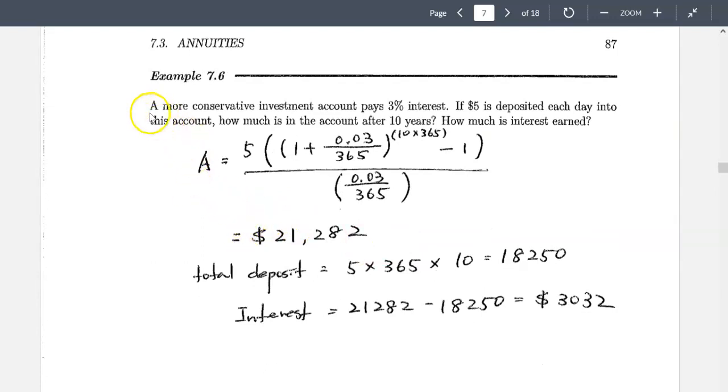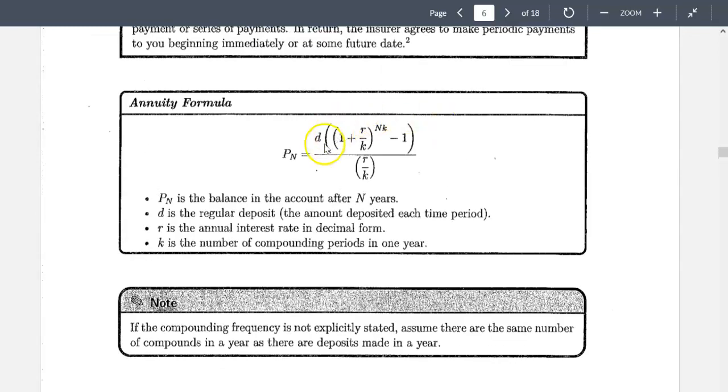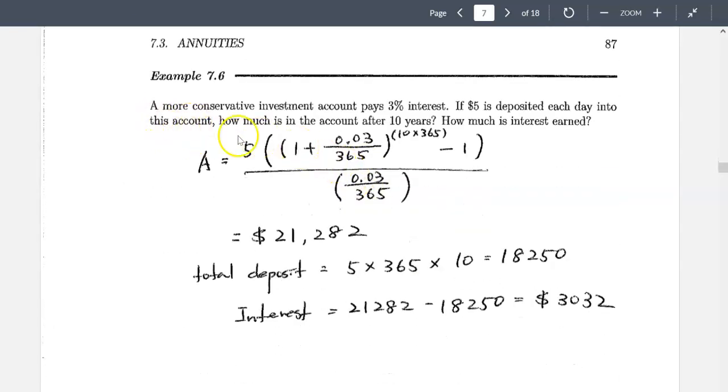A more conservative investment account pays 3% interest. So R is 3%, 0.03. If $5 is deposited each day, that's the annuity part. We're making a periodic deposit in a specific time frame. That 5 is D right here, a new symbol for our formula. And how much do you earn in 10 years?